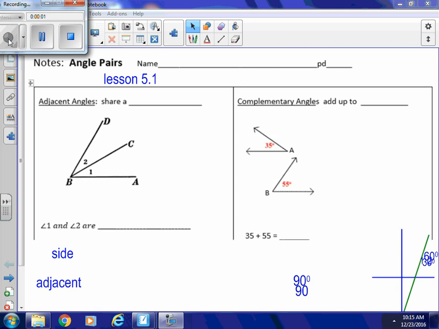This is Mrs. Cahill with Lesson 5.1. We're taking notes on angle pairs.